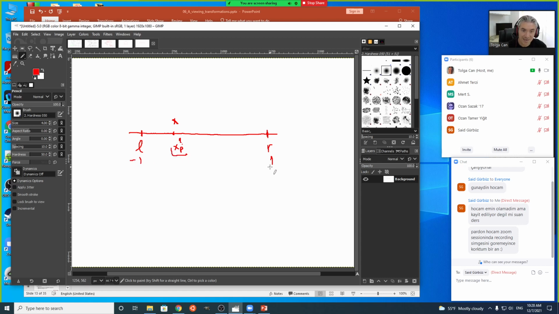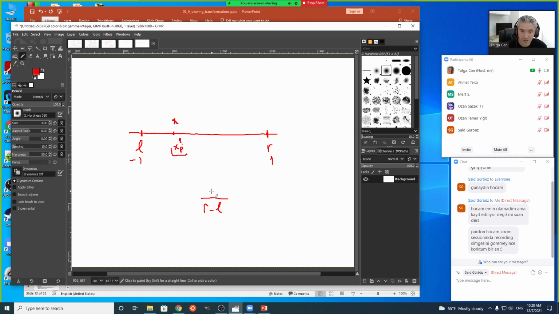Such that it's between -1 and 1, and it is exactly the same position. I mean, when this L turns to -1, this R turns to 1, it has to be exactly on the same spot as X. So what should XP be in that regard? So what we need to do is, first of all, whatever the distance was, which was R minus L, right?